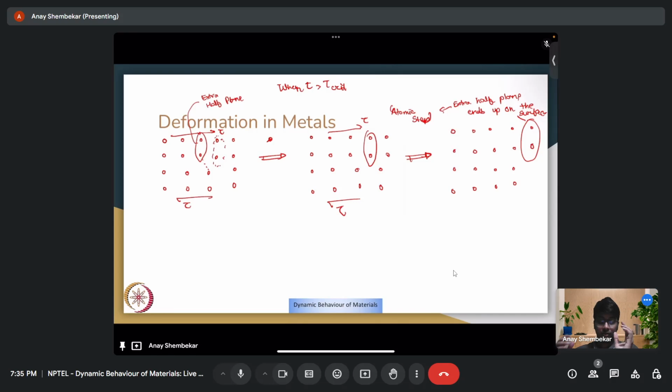Now, in a material, in a metal which has so many grains, underlying which you have so many atoms arranged in a periodic manner, you can think that there will be a very large number of dislocations inside it. So, if we have lots of dislocations, we can have a combination of atomic steps, and this is basically your plastic deformation.